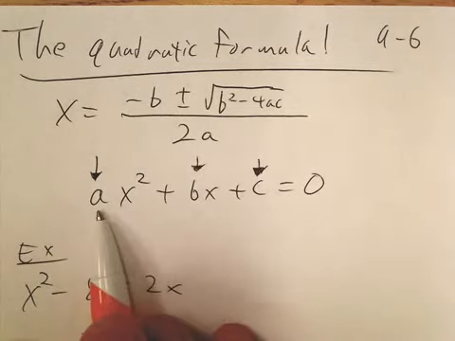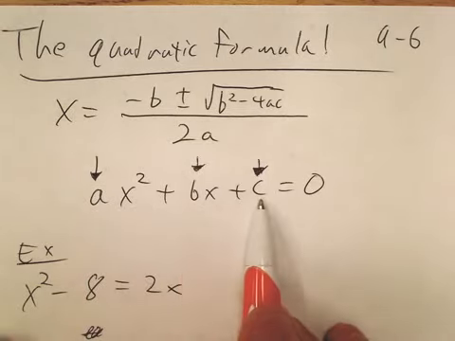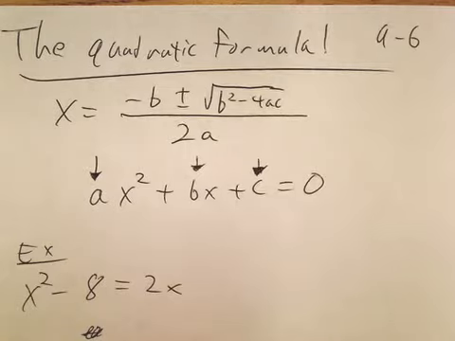So what you plug in for a is what's in front of the x squared. What you plug in for b is what's in front of the x. And what you plug in for c is the number at the end. It's important to write these equations in standard form.